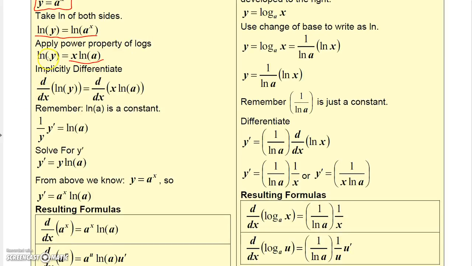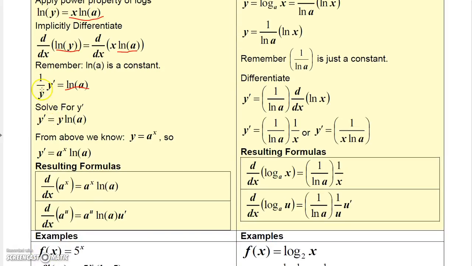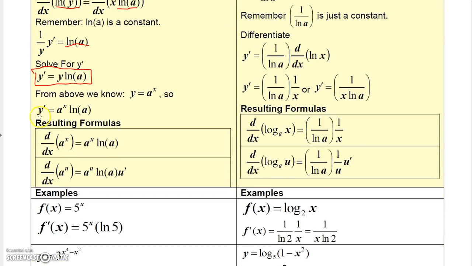Okay, and then we can implicitly differentiate this, and when you take the derivative of natural log of y, remember you get 1 over y times y prime, and the derivative of x times natural log of a. Now, natural log of a is just a constant, so the derivative of a constant times x is just the constant. And then when I solve this, multiply both sides by y, I get y prime equal y times the natural log of a. Okay, but remember what y was? Go back up here. y is a to the x. So the derivative of a to the x is simply a to the x times natural log of a. And so there you go.